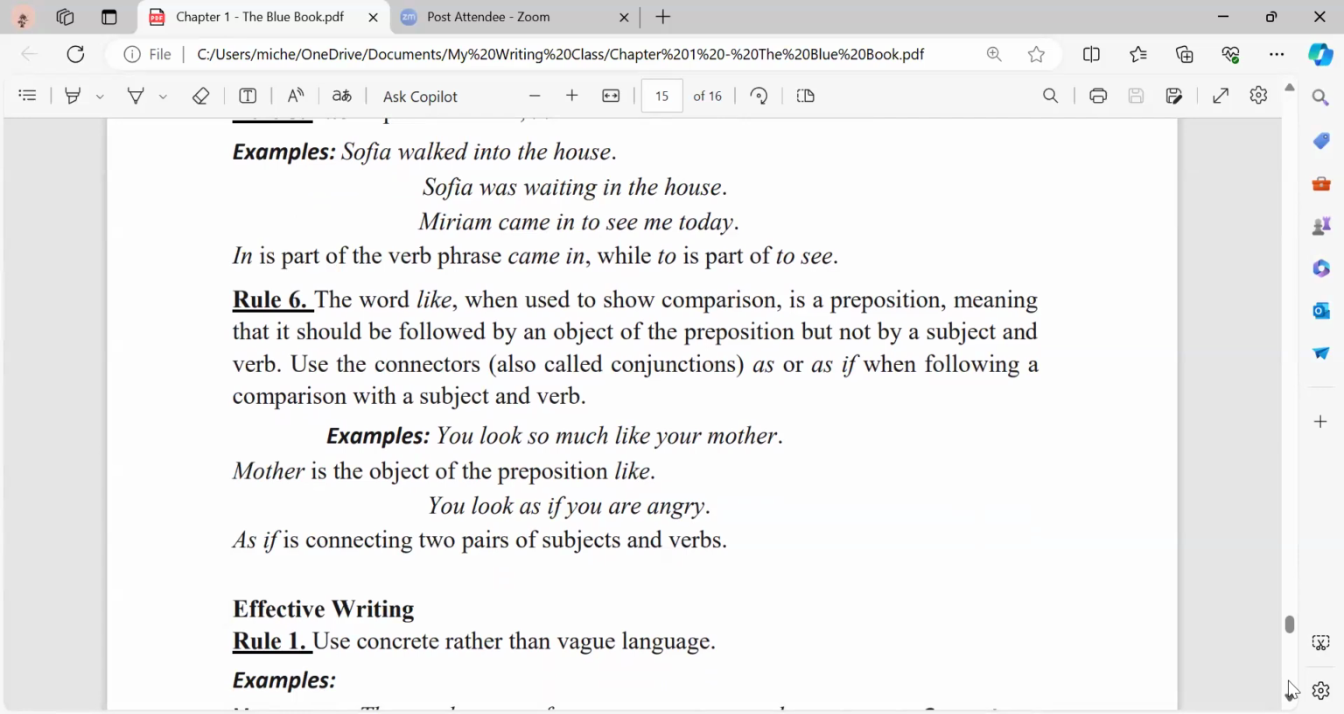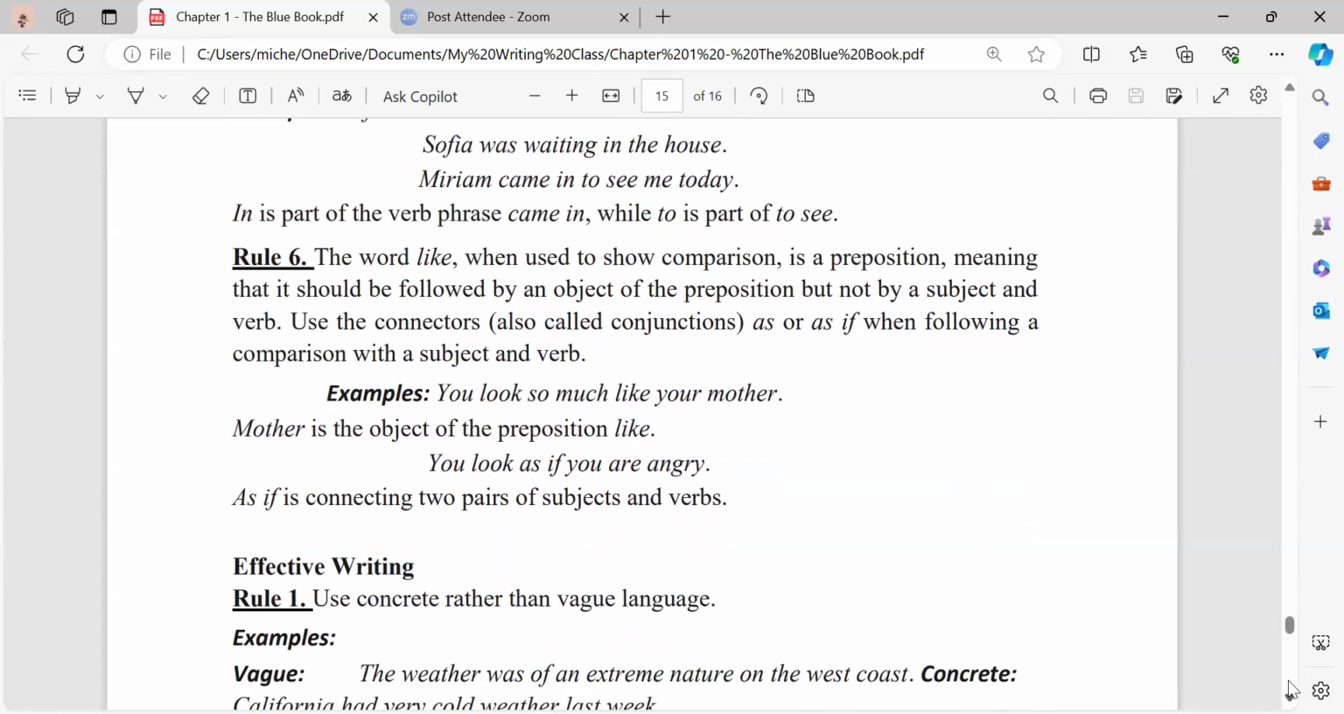Then, for example, now we are going to the next rule. Rule number six: the word "like", when used to show comparison, is a preposition, meaning that it should be followed by an object of the preposition, but not by a subject and verb. Connectors, also called conjunctions, such as "as" or "as if", are used when following a comparison with a subject and verb. So, you look so much like your mother. Mother is the object of the preposition "like".